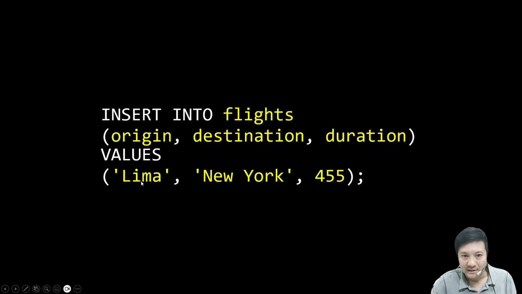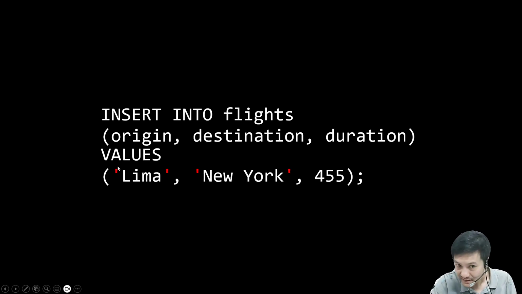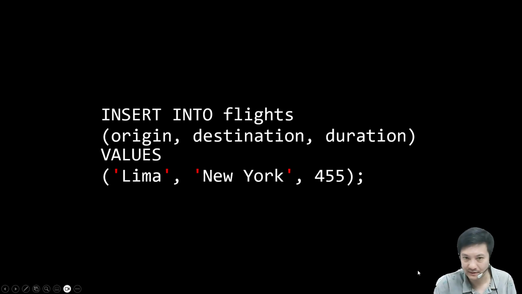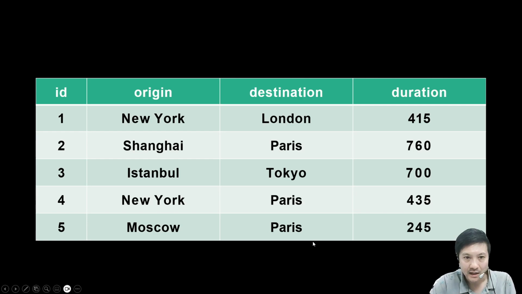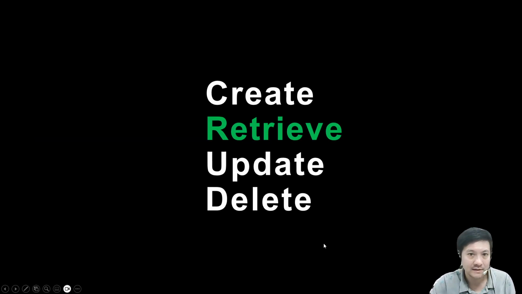And origin, lemma, New York, duration. This is the example. And remember, when it is a string, you do need to have a double quote to code the string value, otherwise it will break the SQL statement. It logically not working. And after the statement, you will get one more data.